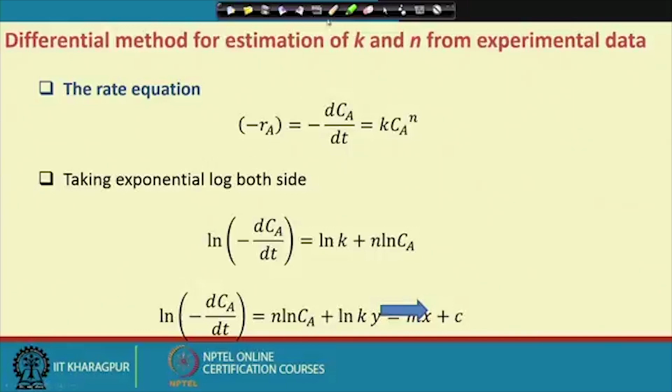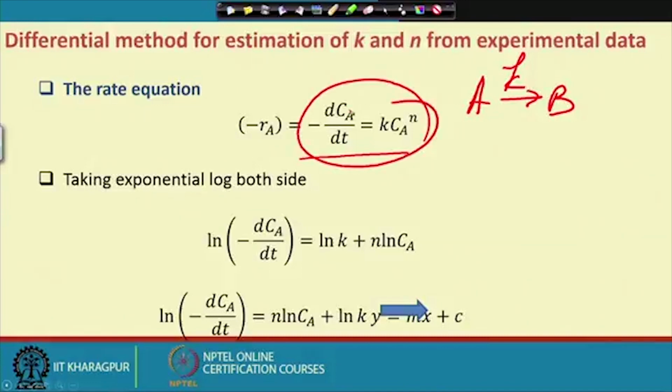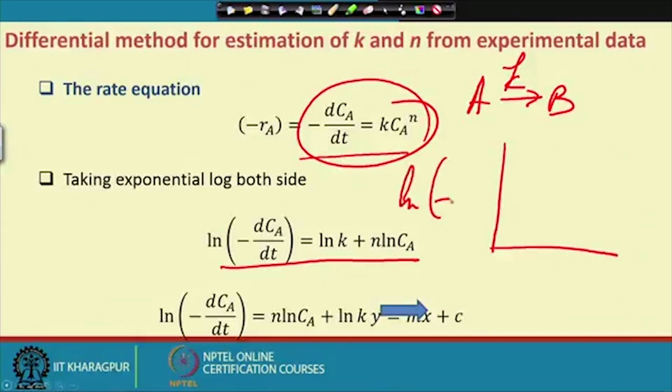So, this is the equation that we have. The rate of reaction, for A to B, if there is a rate of reaction and k is the rate constant, it can be expressed like this. Am I right? Now, if you take the natural log of minus dCA by dt, this comes as ln k plus n ln CA. Now, in case you plot on log graph paper, this is ln of minus dCA by dt, and this is ln CA.